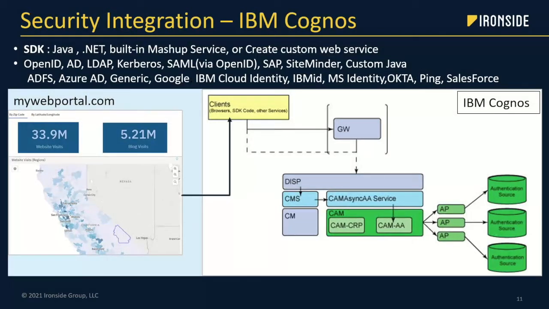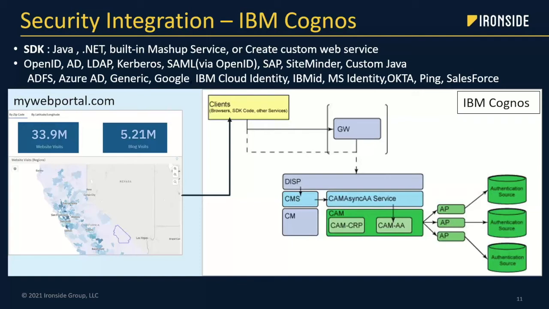Let's dig into a little bit about the security integration, since I think this is the most challenging part for every single embedding project, right? For IBM Cognos, .NET, Java, if you're cool with that, you're cool, right? Otherwise, use the REST API, web service, build your own.